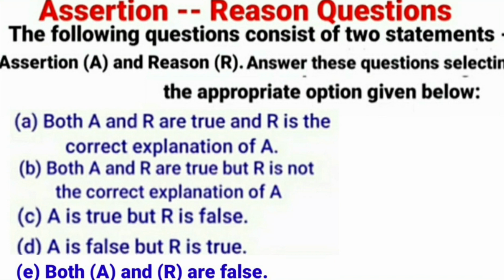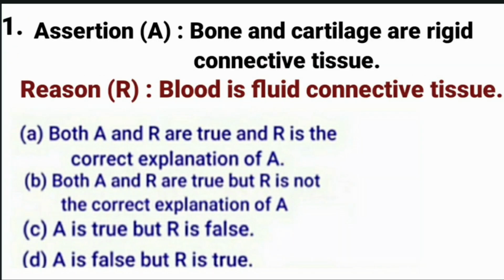Let's do some examples. In the first question, assertion: bone and cartilage are rigid connective tissue. Reason: blood is fluid connective tissue. In the assertion reason type questions, first step is to find whether both statements are true or false. Now, both statements are true. Next step is to find out whether the reason is the correct explanation of assertion or not.